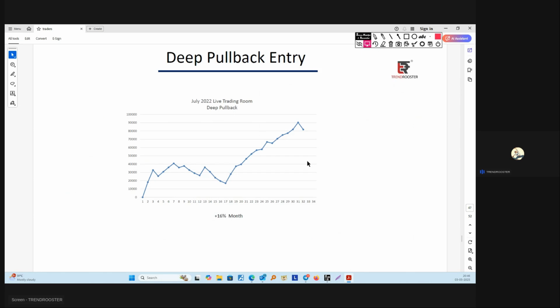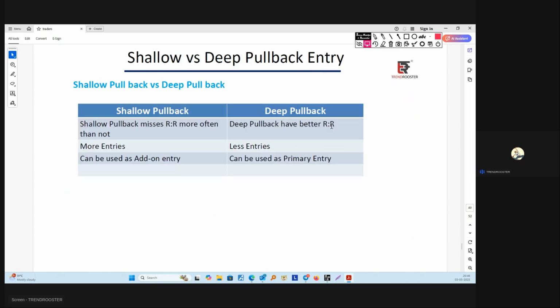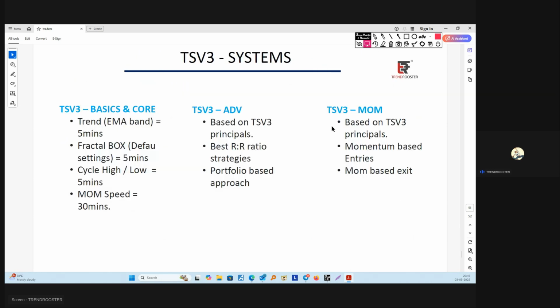So we have a lot of offerings within this TSV3. Okay, so let's look closely at TSV3. Now it is free. It is available on TradingView. If you search for BDB, you will get that indicator suite, and then you can start following the trend trading studies with the TSV3 Basics and Core.